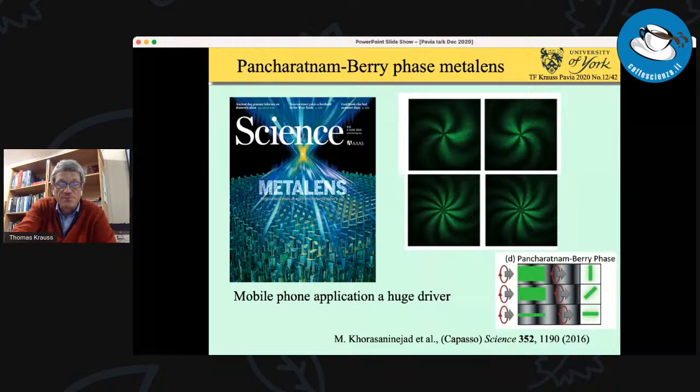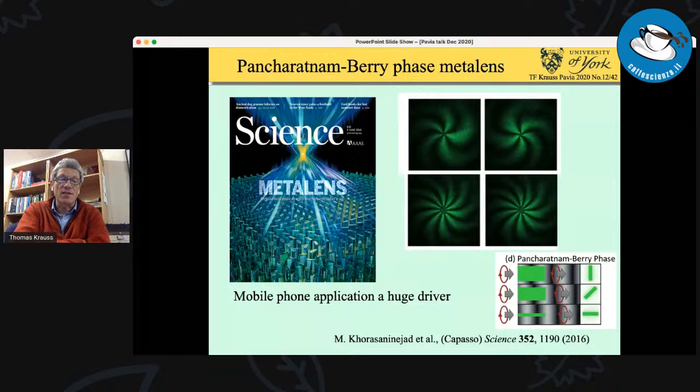Okay. So then in 2016, Capasso's group published this Science paper, and this was really the first time that the wider community took note. So first of all, this was the first big paper that talks about metalenses. As I said, we hadn't used that term.